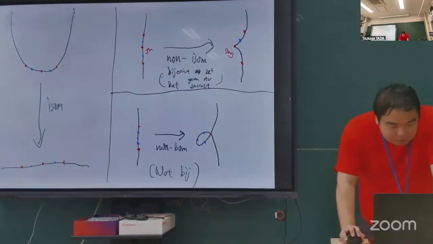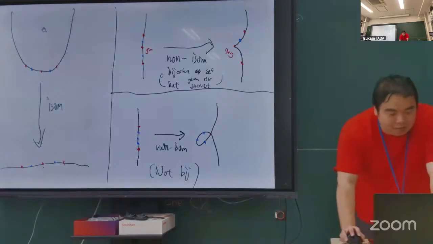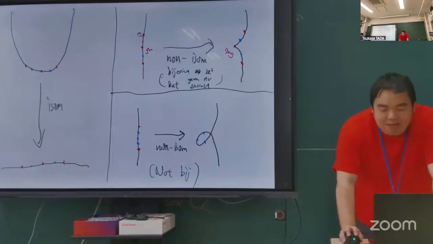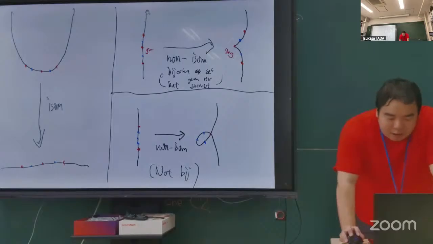Then, for example, the parabola and the line are isomorphic because we have a one-to-one and onto projection from the parabola to the line. And the cuspidal curve and the line are not isomorphic. Although this map is bijective, one-to-one and onto as a map between sets, the cuspidal curve has a singular point. However, a line is smooth, so they are not isomorphic.